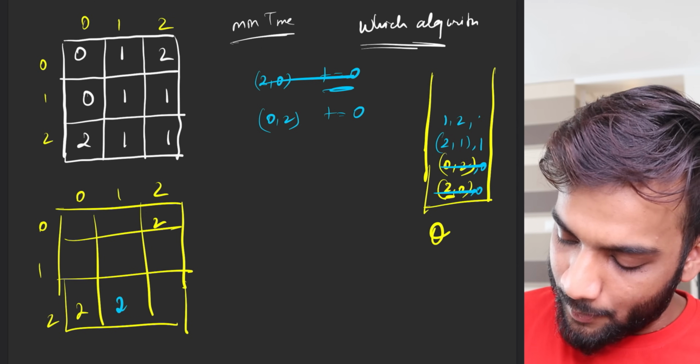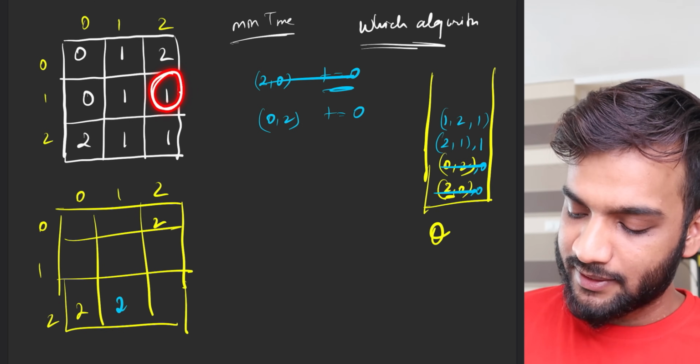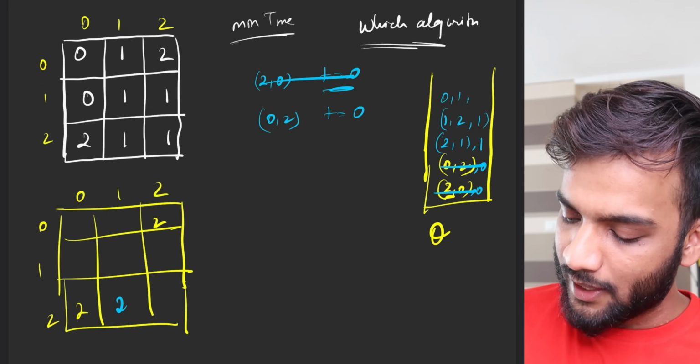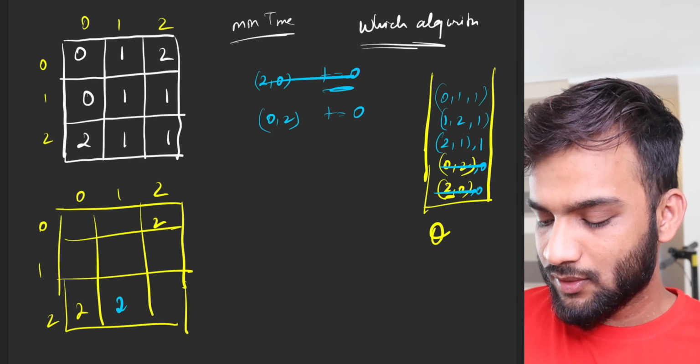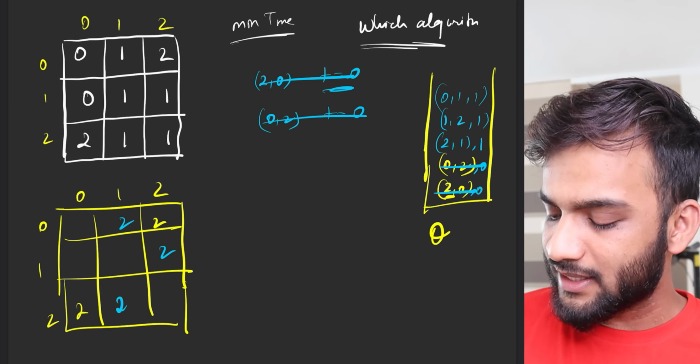First one being 1, 2, 1. So 1, 2 is the fresh orange, which is this, and the time is 1 second. Over here it is 0 and 1. So you'll pick up 0 and 1, and this will be 1. Perfect. This is also done. At the same time, please make sure you mark them as rotten.